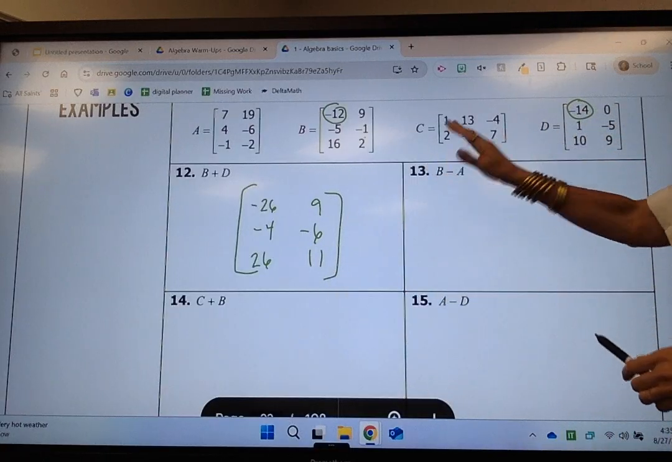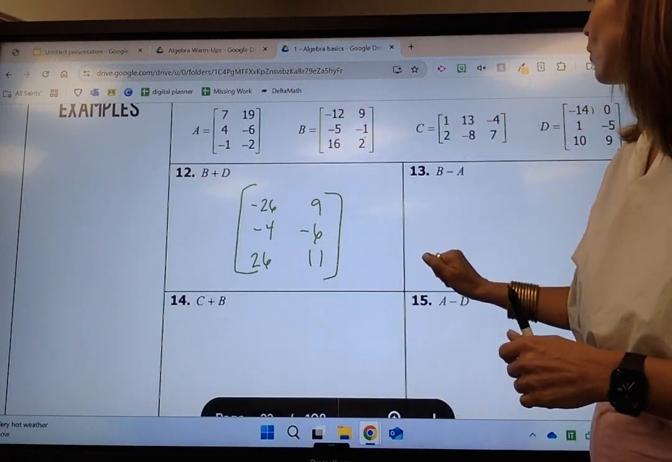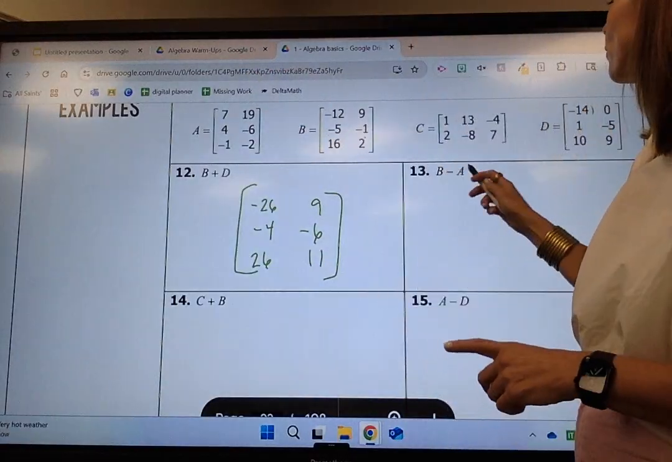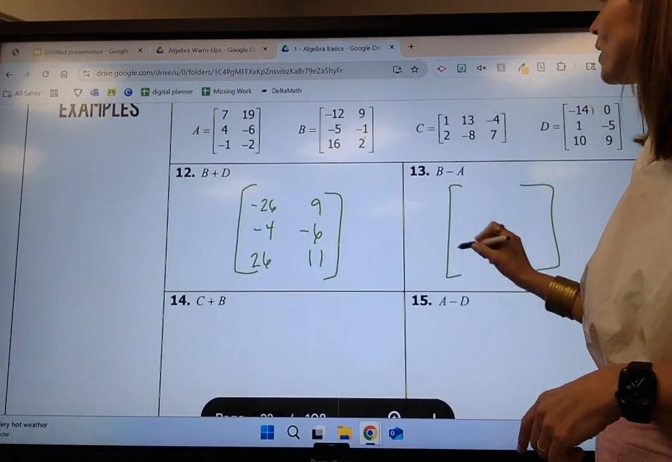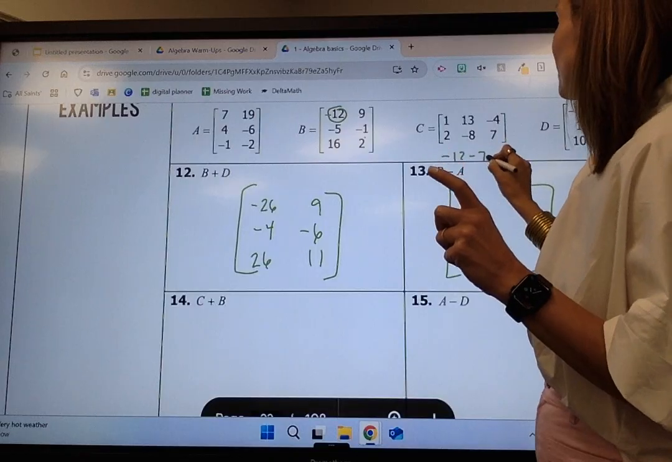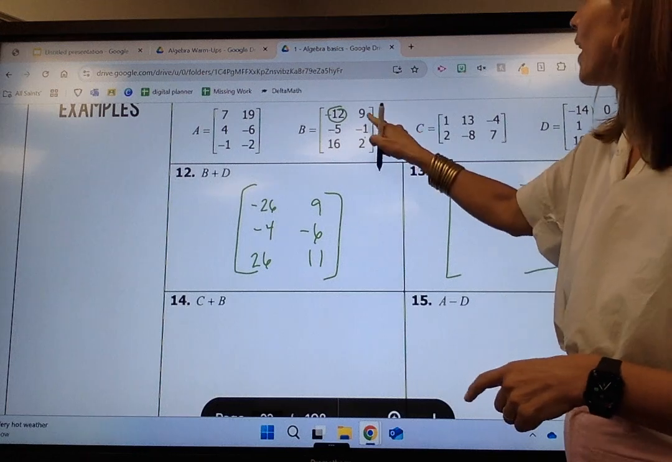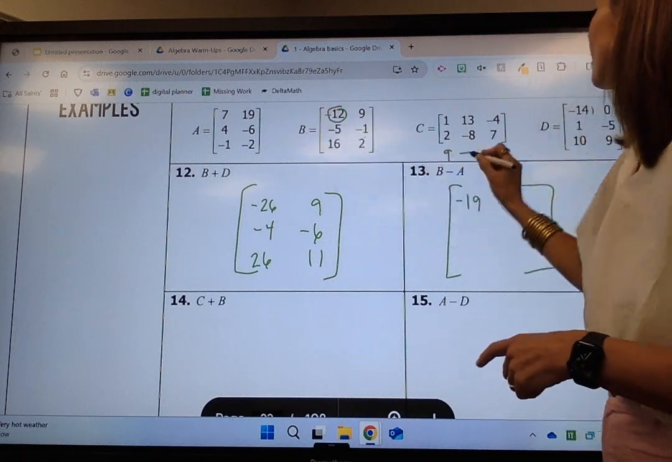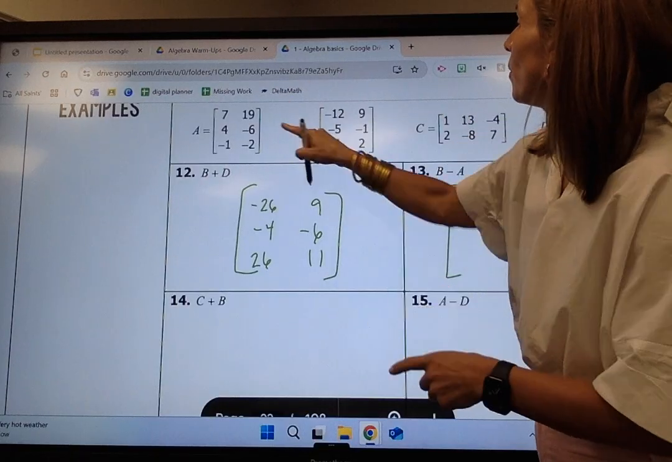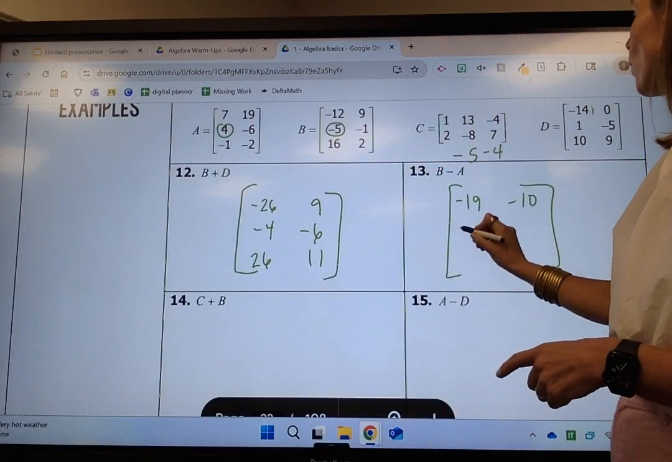Let's look at 13. So first I have to decide, am I able to do it? I have a 3 by 2 and a 3 by 2. So yes, I'm able to do it, but be careful here because you're subtracting. So if you look at this, you're going from B, negative 12 minus 7. And that gives me a negative 19. Here, I have 9 minus 19, and I get negative 10. Position 1, 2, I look at these guys, and I get negative 5 minus 4 is negative 9.